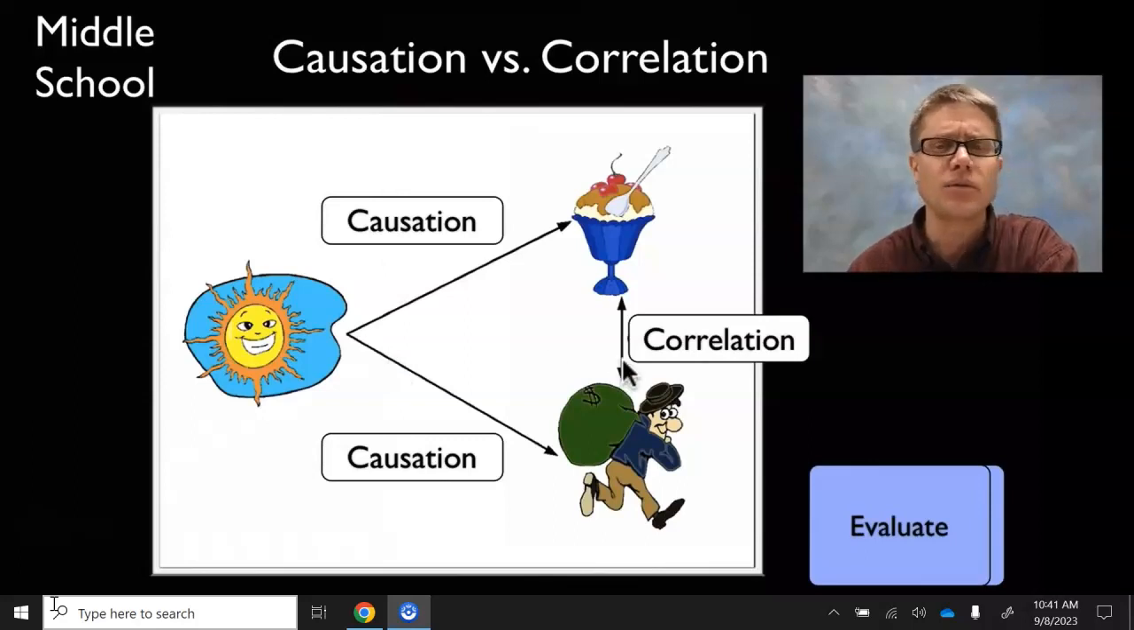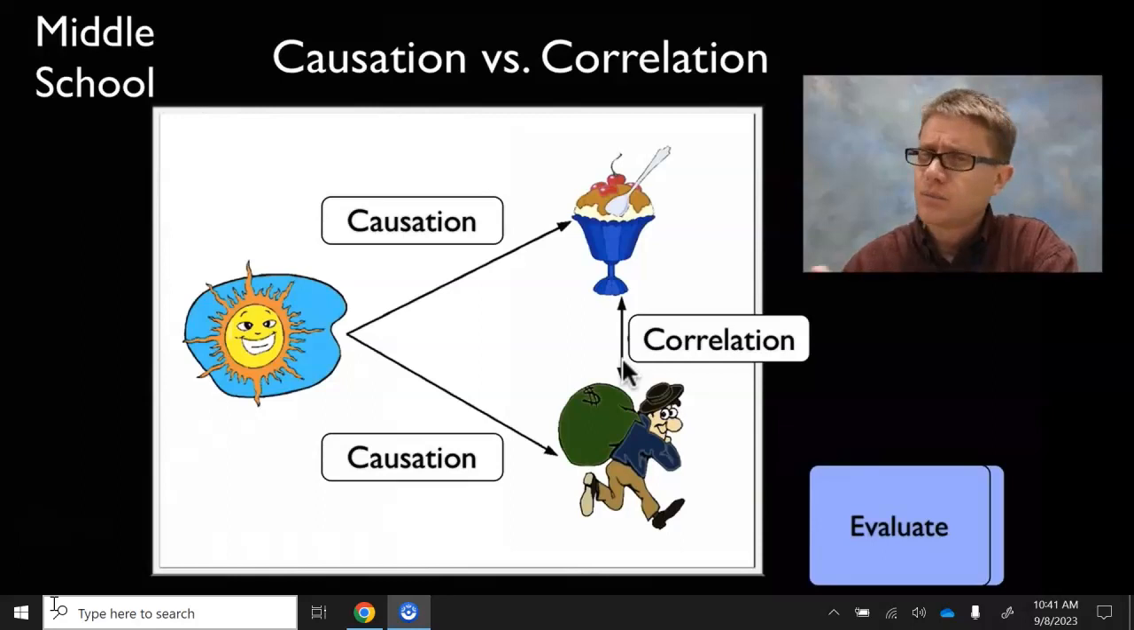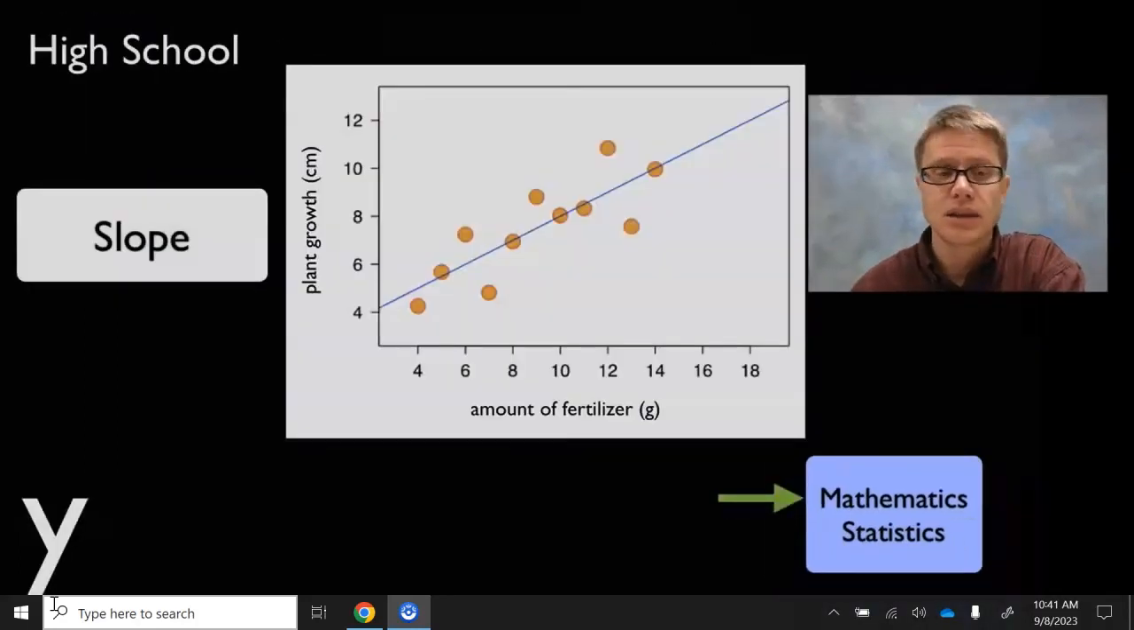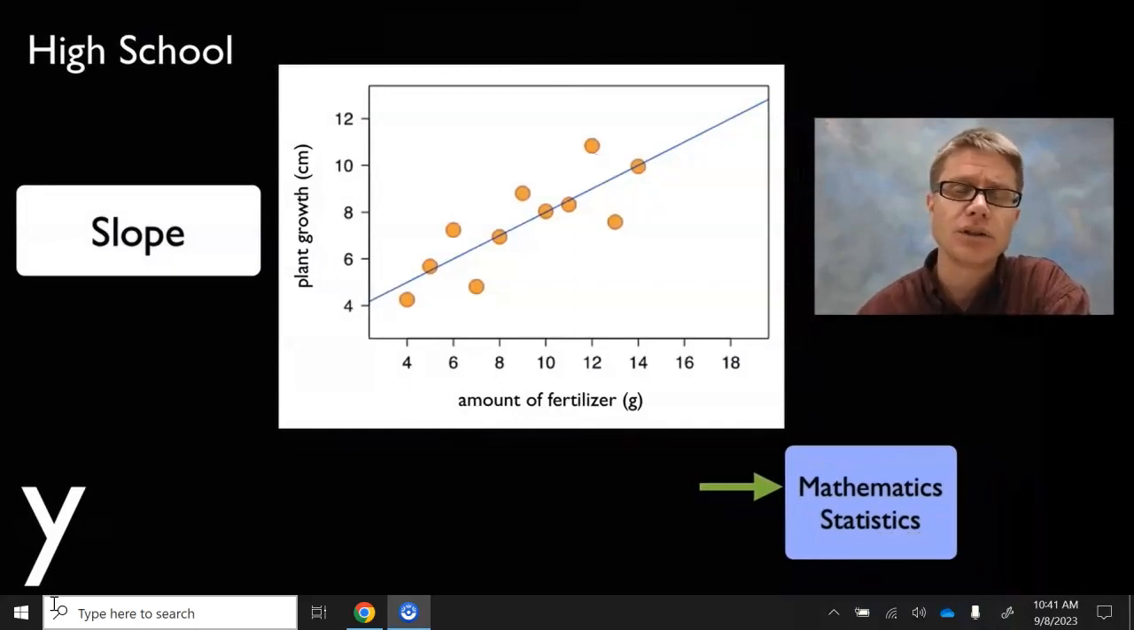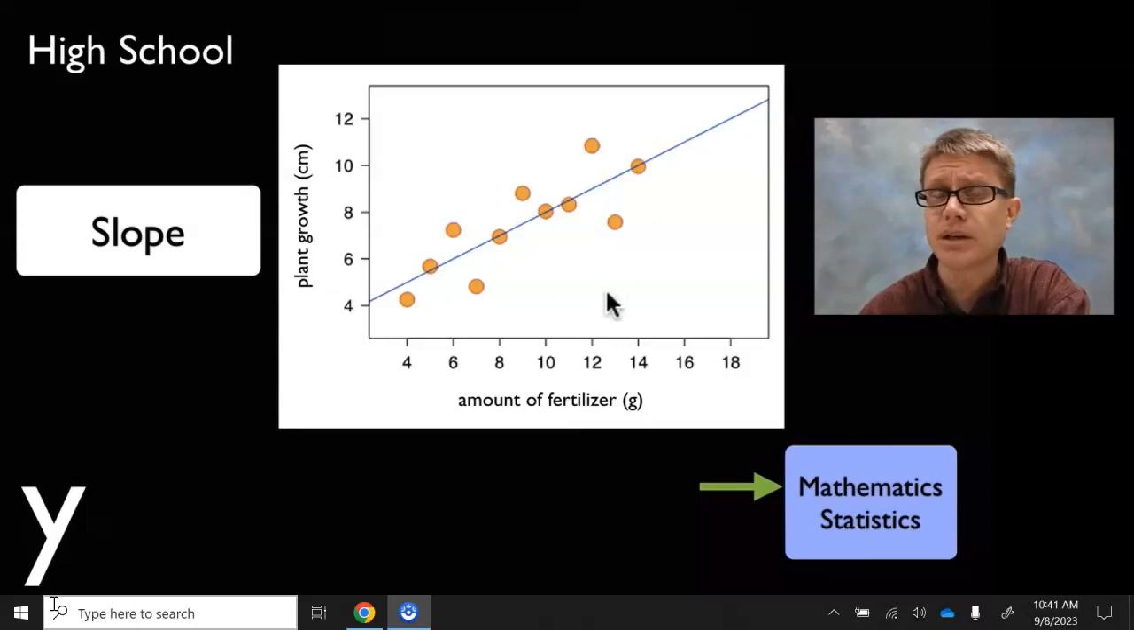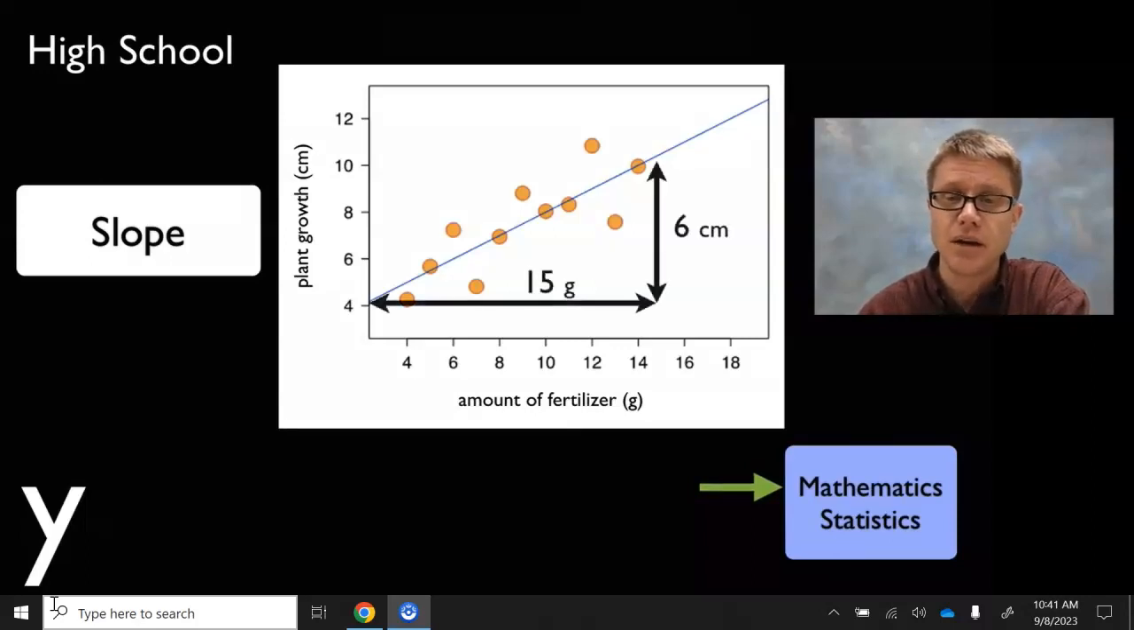And so when you're evaluating your data, really be hesitant before you jump into the idea of this is causing that. As you move to high school, you can really take a look at the mathematics and the statistics behind the data. A great example would be slope. Once we've looked at this correlation of the data, I could simply calculate the slope of that line of fit. I could figure out the rise over the run, and I could figure out a y value of 0.4 centimeters per gram. Slope is incredibly important, especially in a line graph when we're looking at change over time.